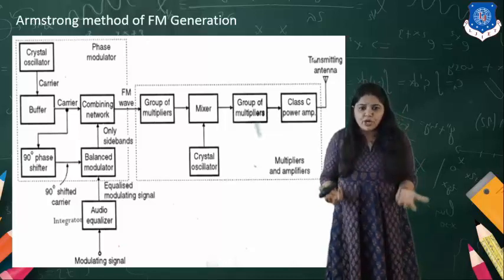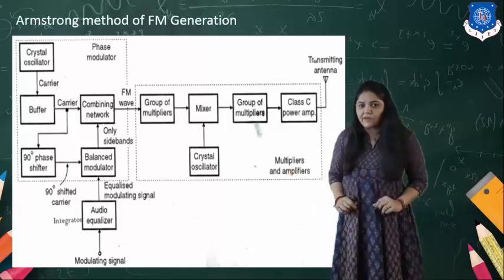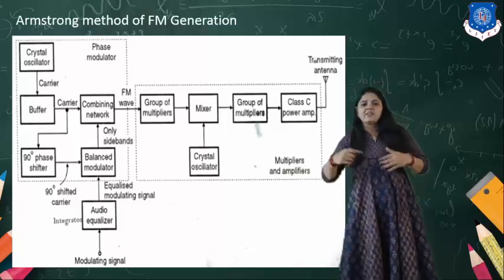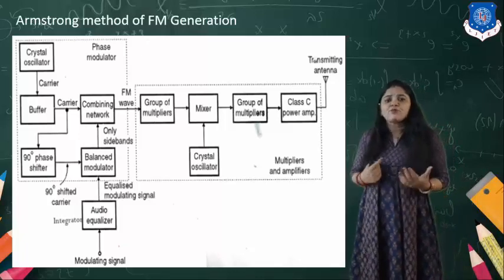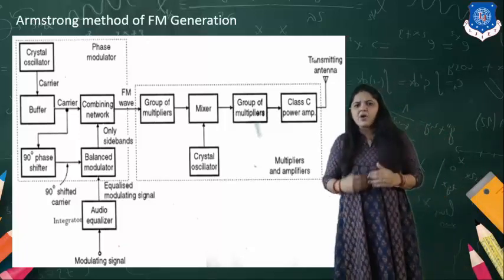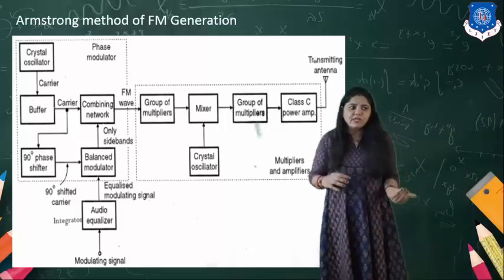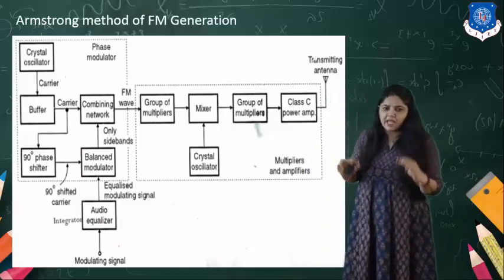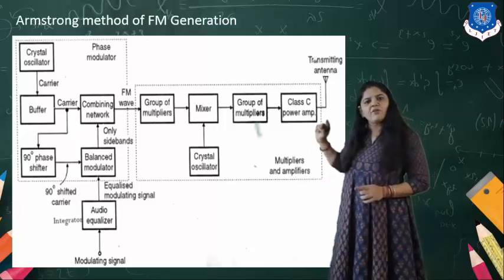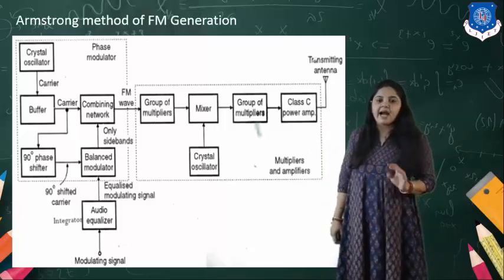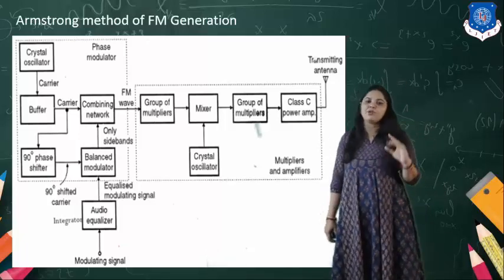Narrowband FM has a modulation index less than 1 and a lower frequency. So to generate the high frequency, we need to pass it through a group of multipliers. N number of multipliers are there by which my low frequency FM wave is multiplied, and we are able to generate the high frequency wave. That group of multiplier output is a high frequency WBFM wave, a wideband frequency modulated wave.